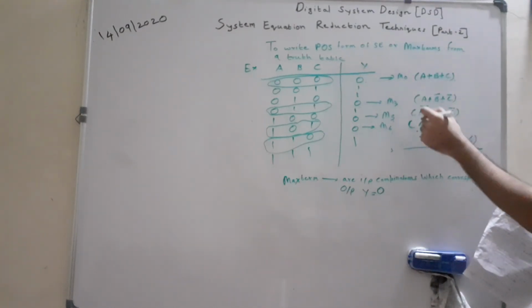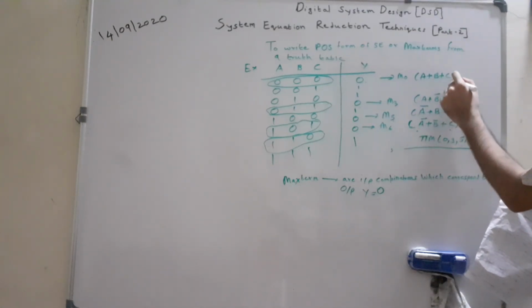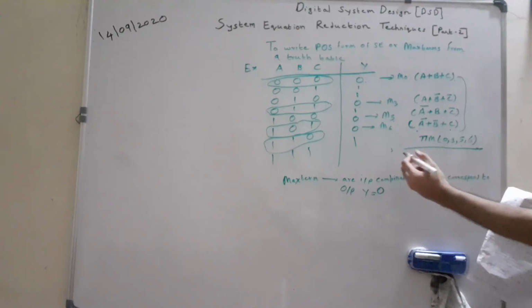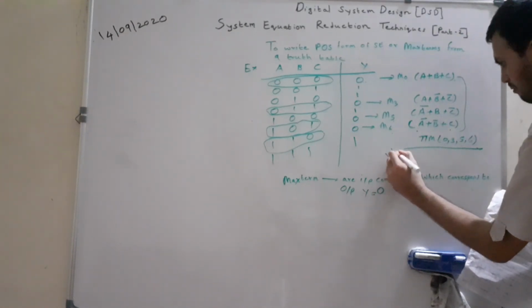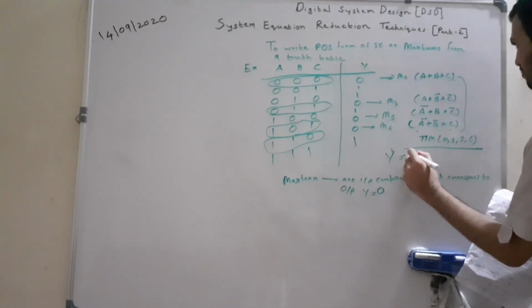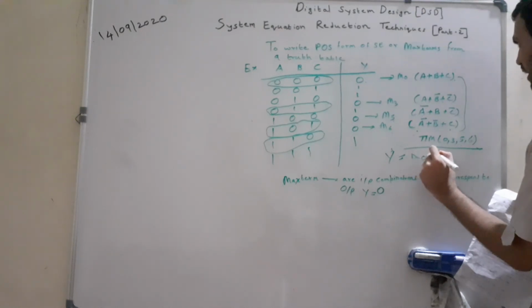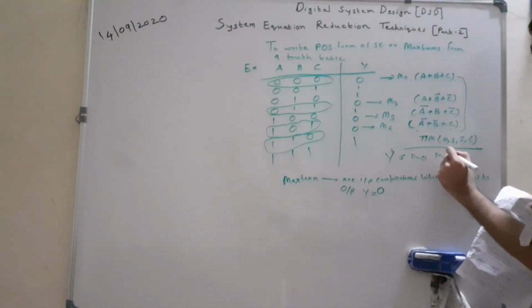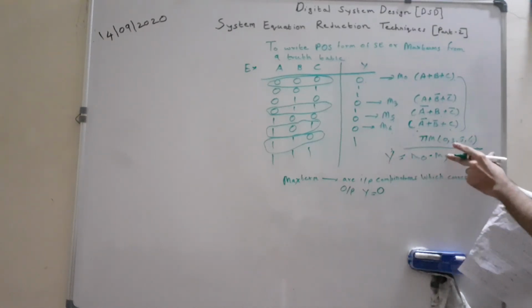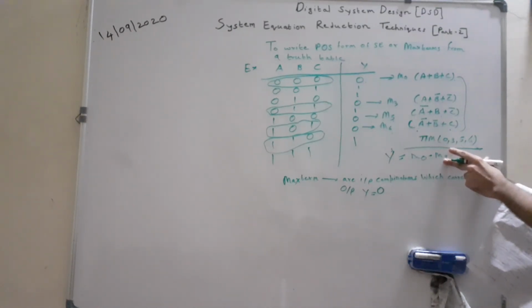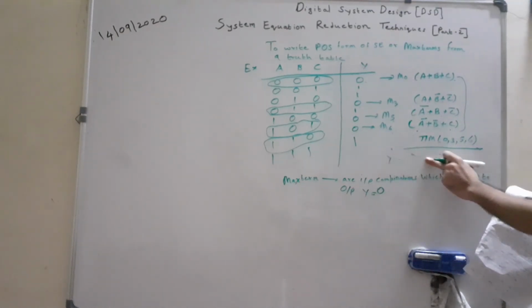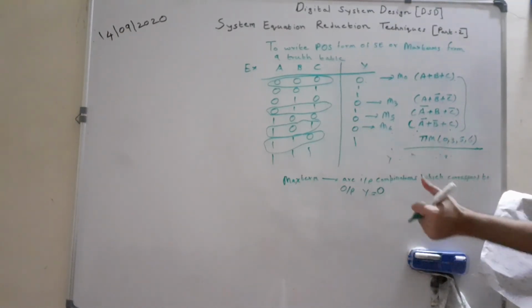And you can write it as a system equation by simply multiplying these terms individually. That is, Y is equal to M0, that is A plus B plus C, times M3, that is A plus B complement plus C complement, and so on. So these expressions we can write in series fashion to get the system equation. And this is how we obtain max terms and min terms from a given truth table.